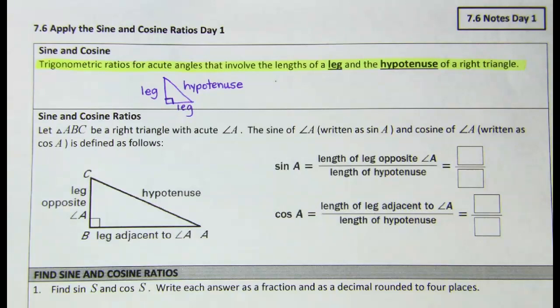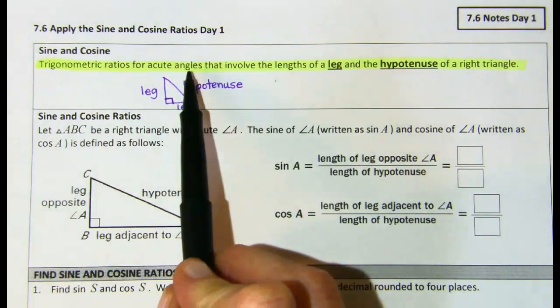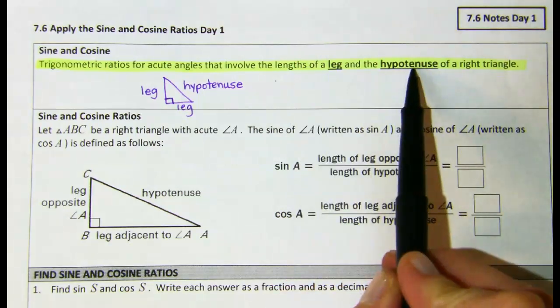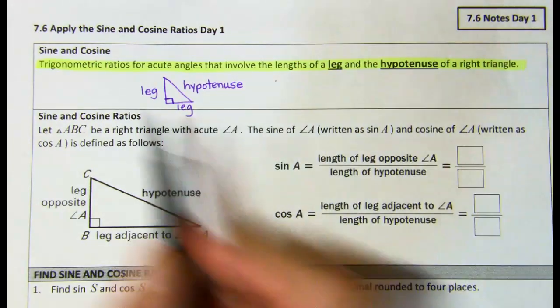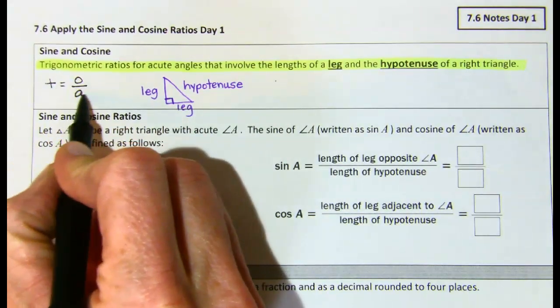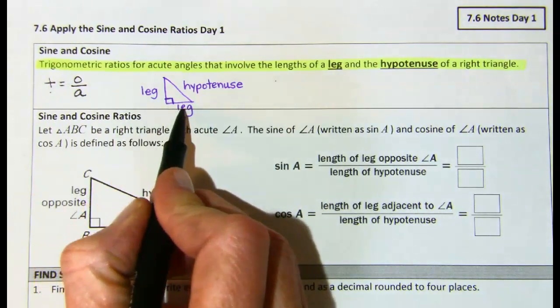In this video, we are going to cover 7.6, apply the sine and cosine ratios, day 1. Now, the sine and cosine ratios differ from the tangent ratio. So these are trigonometric ratios for the acute angles that involve the lengths of the leg and the hypotenuse of a right triangle. Now, remember tangent, we called that TOA. Tangent was opposite over adjacent, so it dealt with both legs.